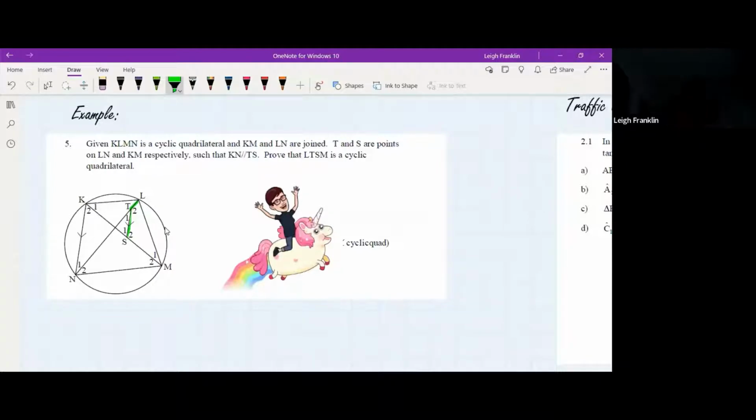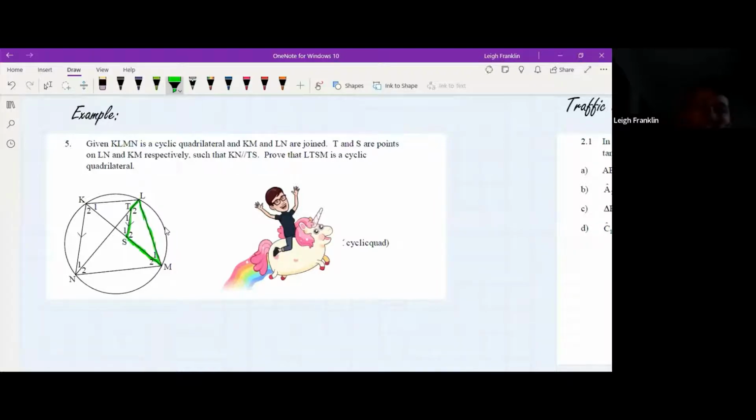The first thing that you want to do when they ask you to prove that a quad is cyclic, get your highlighter and highlight the quad so that it stands out to you. So that's what I'm doing now. I'm taking my highlighter and highlighting the 4 straight sides of the would-be LTSM cyclic quad, right?